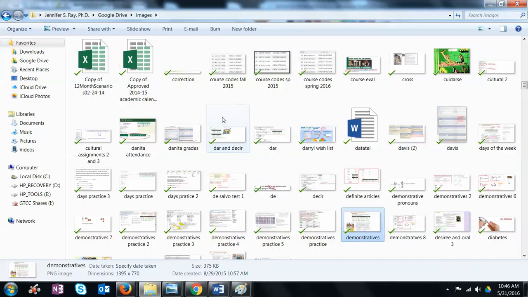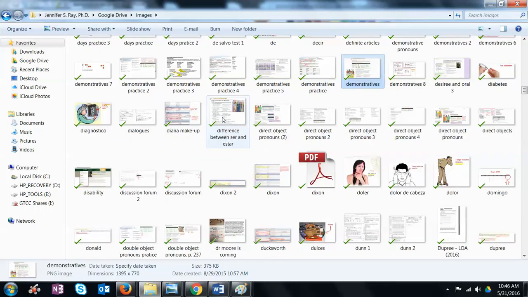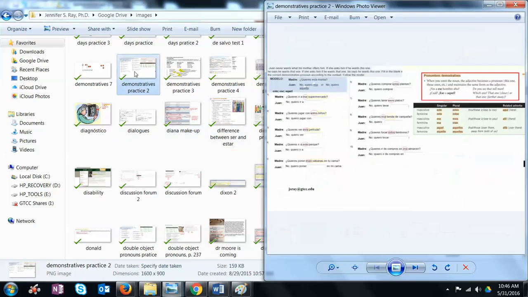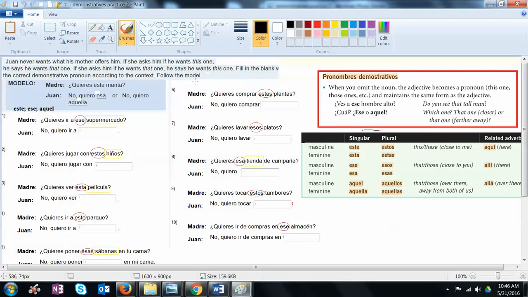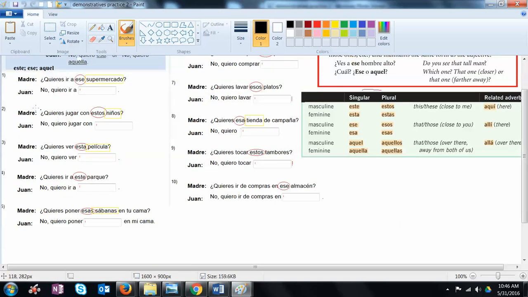I wasn't going to use it, so that's why I don't have it up already. Demonstrative. I think it's this one. Okay, so here would be an example of a pronoun. This one's a little bit trickier.